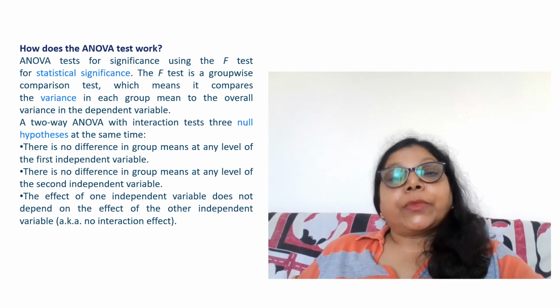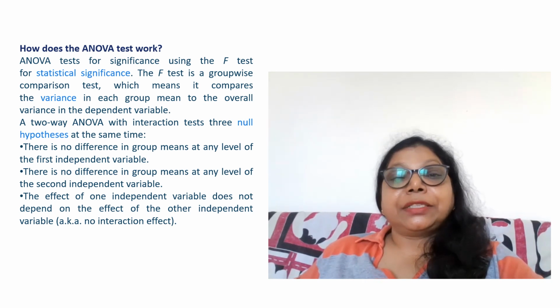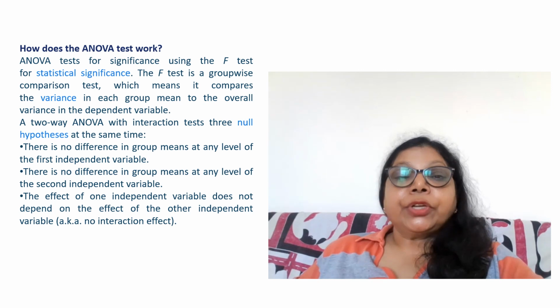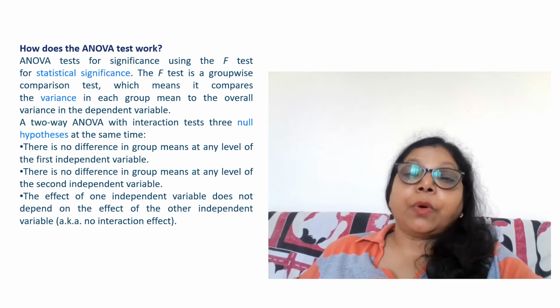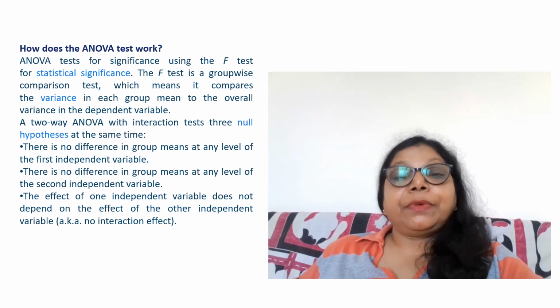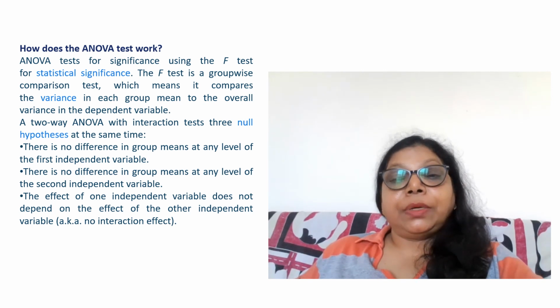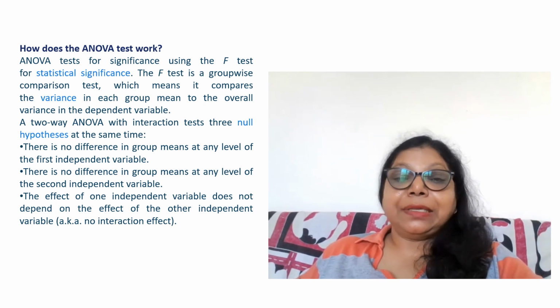Let's discuss. ANOVA tests for significance using the F test for statistical significance. The F test is a group-wise comparison test, which means it compares the variation in each group mean to the overall variance in the dependent variable. If the variance within the groups is smaller than the variance between the groups, the F test will find a higher F value, and therefore a higher likelihood that the difference observed is real and not due to chance.